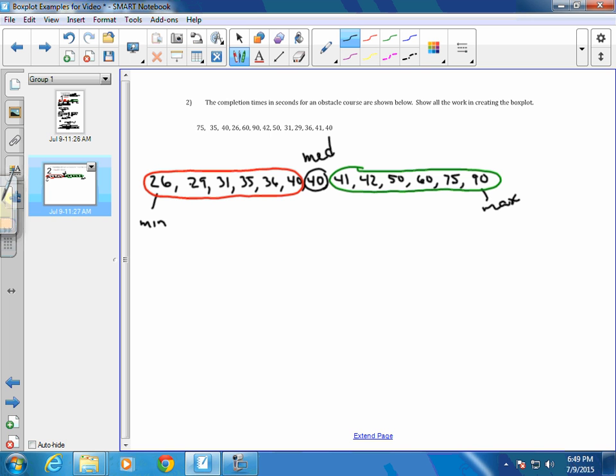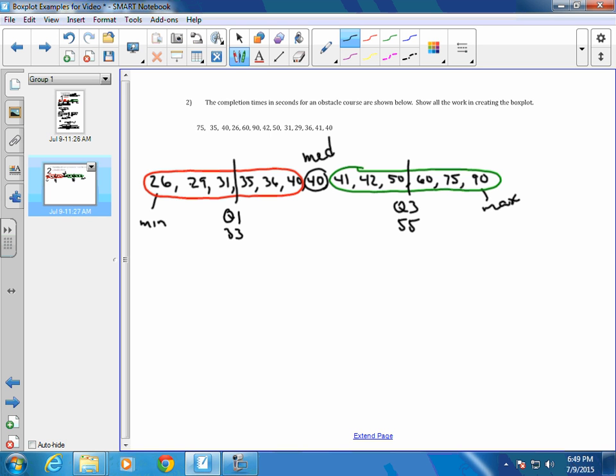All right, let's take a look. What's the median of the lower half? Well, it looks like it would split between 31 and 35. So that's our Q1 is going to be 33. On the upper half here, looks like it splits between 50 and 60. So Q3 is going to be 55.